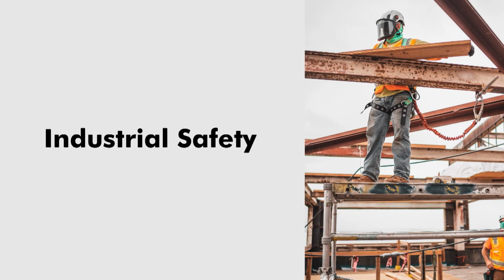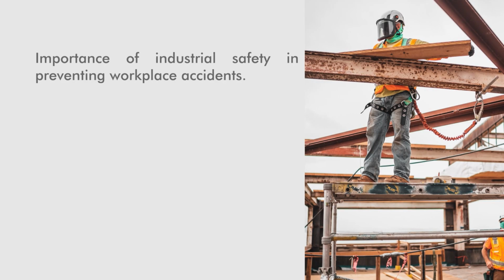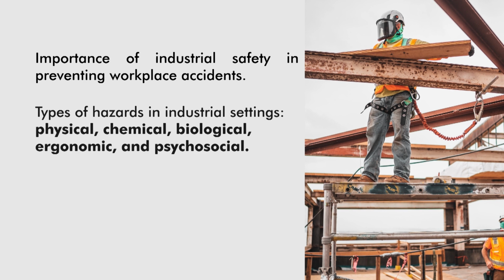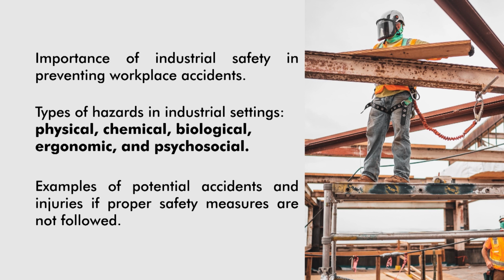Let us see what is industrial safety. In this industrial safety, we will cover definition of the industrial safety, importance of industrial safety in preventing workplace accidents, types of hazards in industrial settings, physical, chemical, biological, ergonomical and psychological. Example of potential accidents and injuries if proper safety measures are not followed.